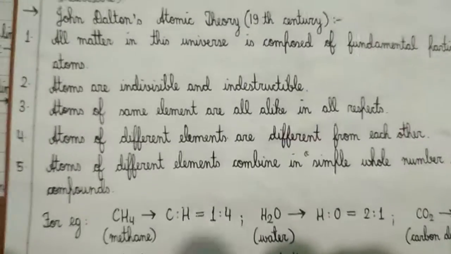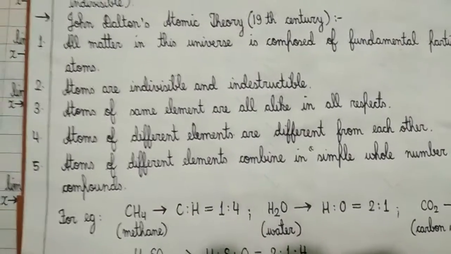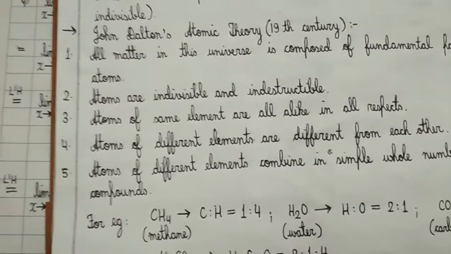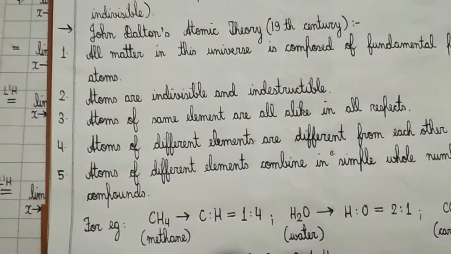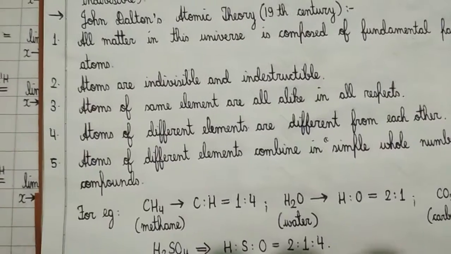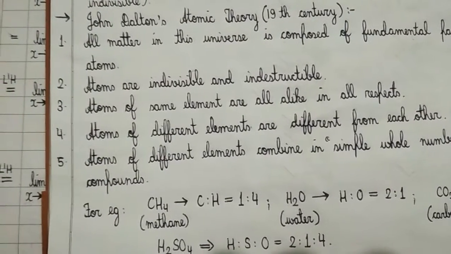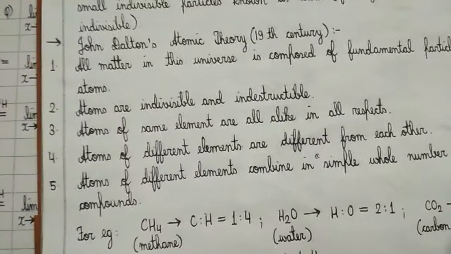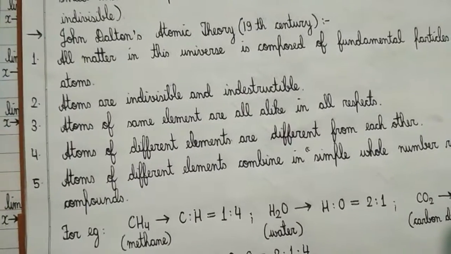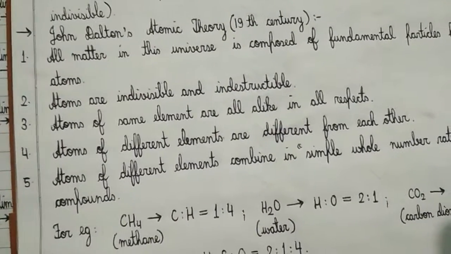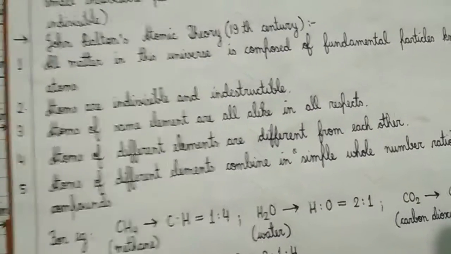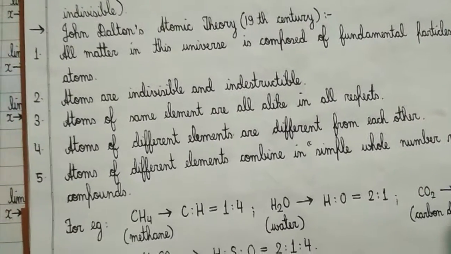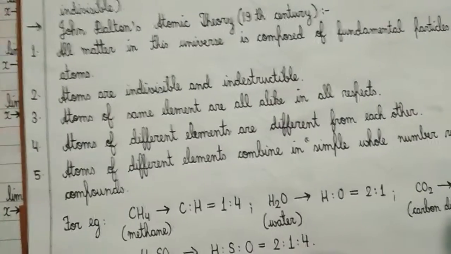Then atoms of the same element are all alike in all respects is also wrong. Now you will be asking, how is this wrong? Let's take the example of isotopes. I hope everyone knows what an isotope is. Isotopes are atoms of the same element which have the same atomic number but different mass number. So if the mass number is different, then the masses of the two atoms are different.